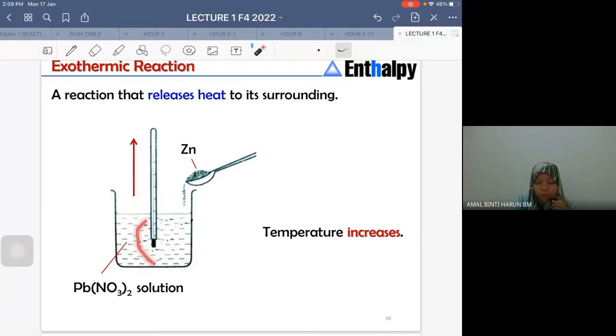Ataupun heat juga ada di dalam solution tindak balas ni. Itulah surrounding dia. Okay. Lepas tu heat release and then it's being absorbed by the mercury inside the thermometer, and then we can see that the thermometer is raised up to certain point. Okay. So kita boleh buat conclusion yang temperature increase. If the temperature increase, we can see that the heat is released during the reaction zinc with the PB nitrate.